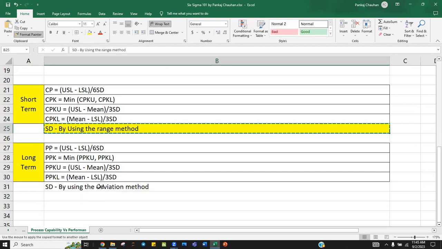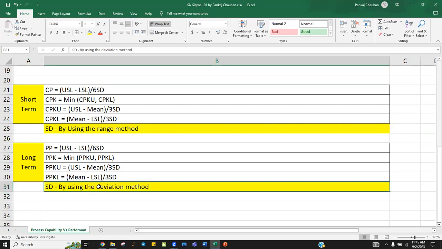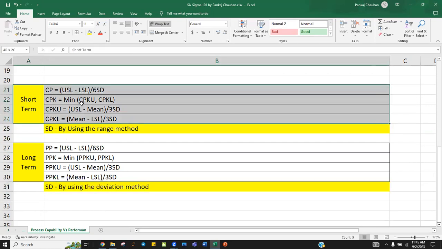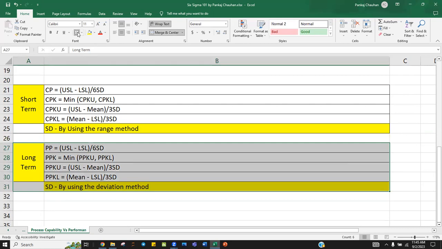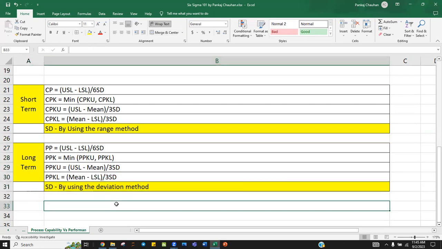That's the only difference. I will show you when I explain the calculation of CP, CPK and PP, PPK. For CP, CPK, I will explain how to calculate the standard deviation using the range method. And for PP, PPK, I will explain how to calculate the standard deviation using the deviation method.